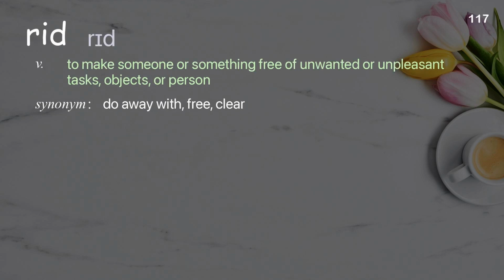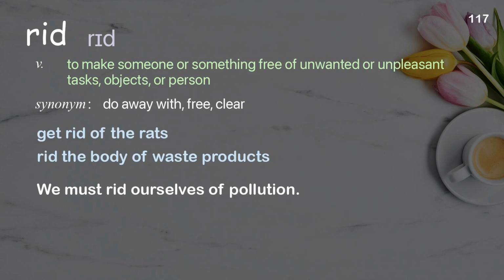Rid. To make someone or something free of unwanted or unpleasant tasks, objects, or person. Examples: get rid of the rats. Rid the body of waste products. We must rid ourselves of pollution.